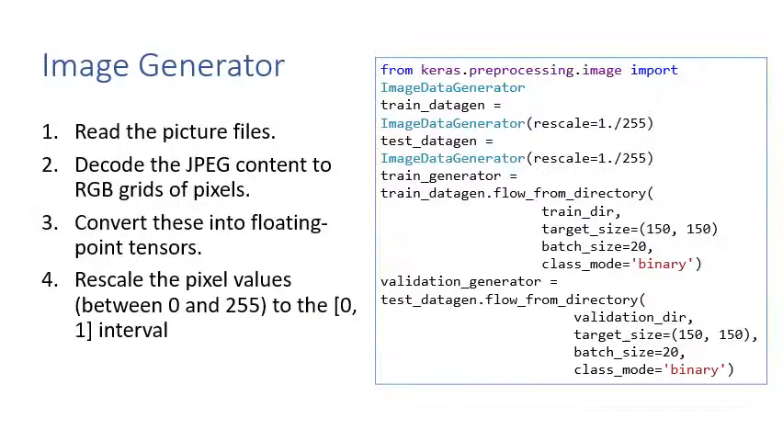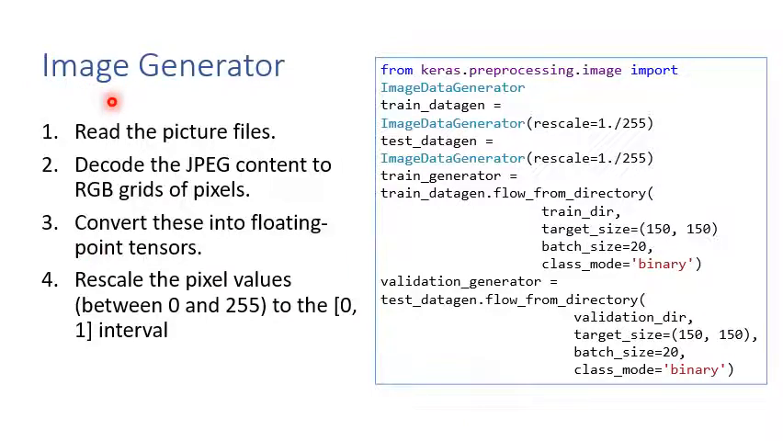In our previous example, the digit classification, the images had been preprocessed and decoded as arrays of pixels. But in this example, we need to process the pictures ourselves. So we need to write an image generator ourselves.